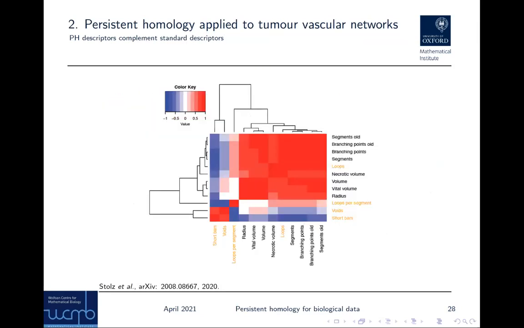And just to stress that these really are different parameters than what biologists have been looking at traditionally. Here you've got in black the traditional parameters that are being pulled out, and here in orange, the new ones. The loops that I showed you were loops divided by the number of vessel segments. And you can really see that they form, in terms of correlation, a separate group to existing parameters that are being analyzed.